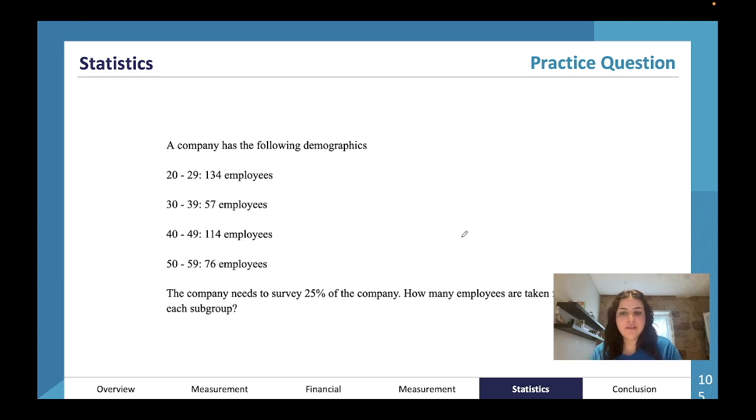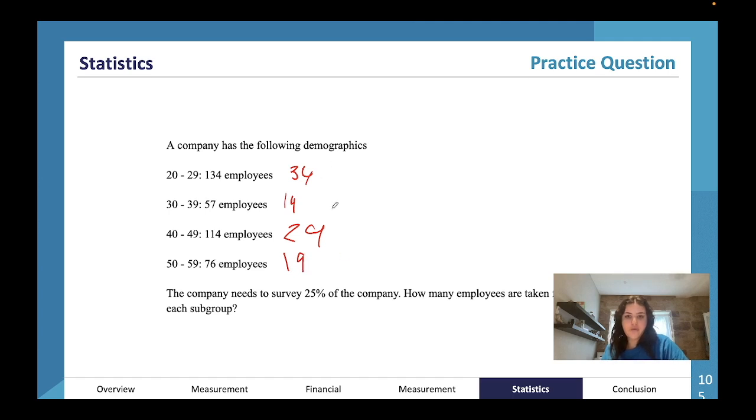So we need to find what 25% of each of these are to find the total 25%. So we need to do 134 times 25%, which gives us 33.5. So we're going to round to 34 employees from this group. Then we need to do 57 times 25%, which is 14.25. So we're going to round down to 14 employees. 114 times 25% is going to give us 28.5, so we'll round up to 29. And then 76 times 25% gives us 19 employees.